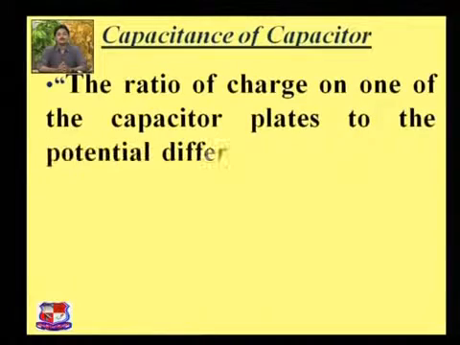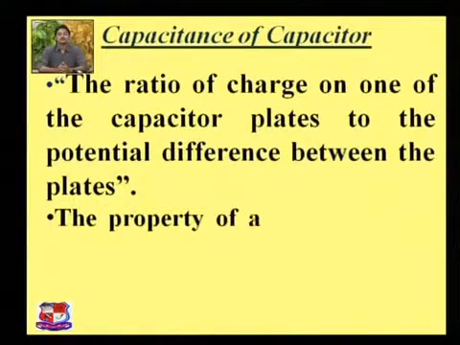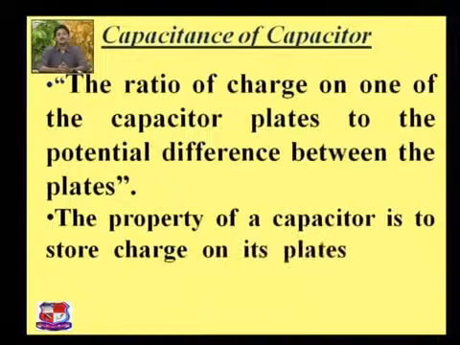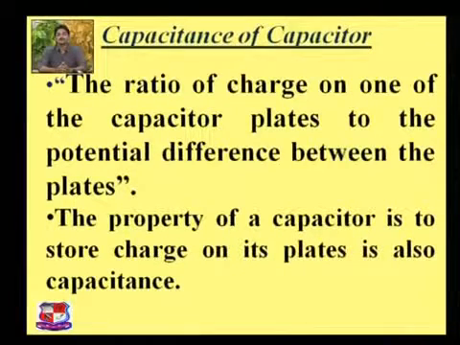So according to the equation C equals Q by V, we can give the definition of capacitance: capacitance is the ratio of the charge on one of the two conducting plates of a capacitor to the potential difference or voltage applied to those two conducting plates. The property of a capacitor to store electrical charge on its conducting plates is known as capacitance.